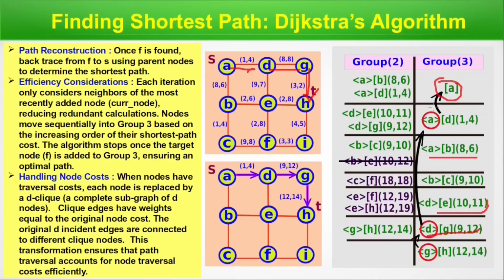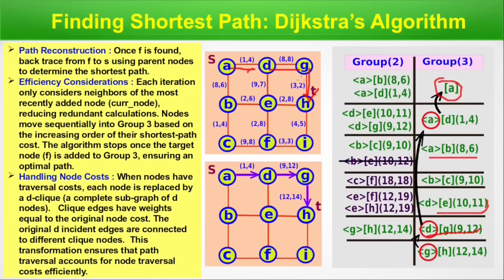So we moved it to group 3. B to C is known and accepted. B to C is 9, 10. Now E to F is 18, 18, 12, 19, the cost is increasing. So E to H and C to F are very costly, so we are not accepting them.